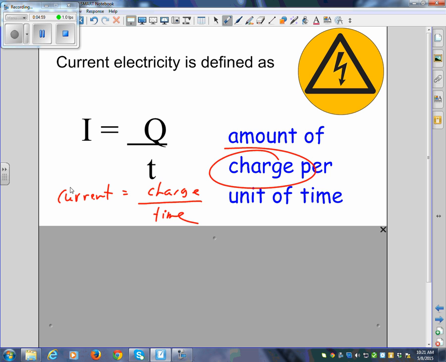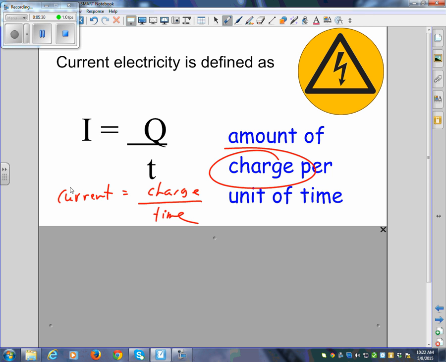Now, the reason that they don't use C is, you know the famous Einstein formula E equals mc squared? What does the E stand for? Energy. What does the M stand for? Mass. What does the C stand for? Speed. It's the speed of light. C is a special constant for the speed of light.